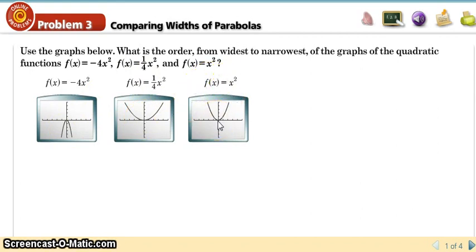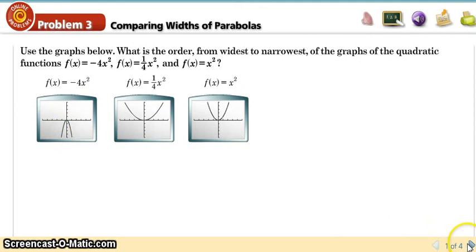This would be called our parent function because it's the easiest one. So this is the basic. This is the basis of all of our other quadratic functions, or all of our other parabolas. And notice what happens if I multiply x squared by 1/4. It makes the graph very, very wide. Okay, let's go back to x squared and notice what happens when we multiply x squared by negative 4. Well, first of all, it flips it upside down, but it makes it a lot narrower than the original graph. It's a little bit skinnier.